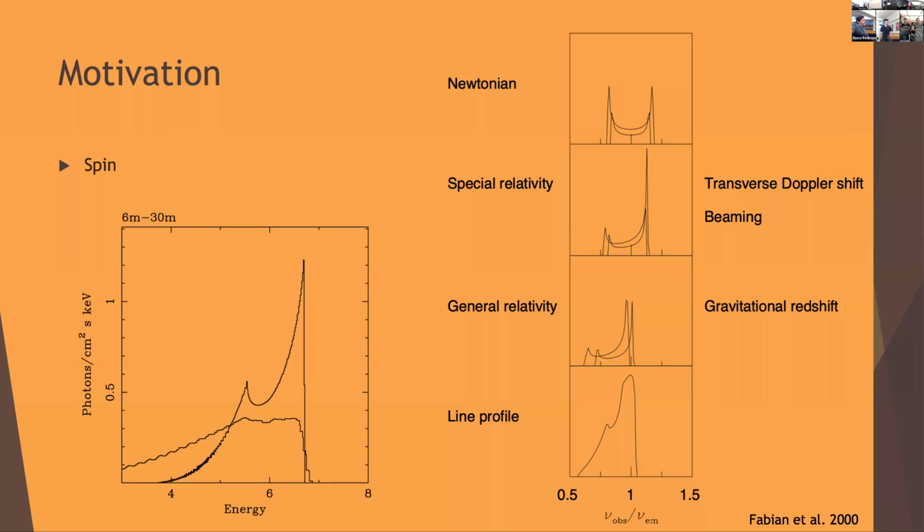Now, the spin of the black hole affects the look of this line quite a bit, as it changes the effect of the gravitational redshift. As you can see, there's a much broader line produced by an almost maximal Kerr black hole, which is rotating very fast. And this other line, which is much narrower and peakier, would be from a Schwarzschild black hole. So you can really get the spin from the spectrum.